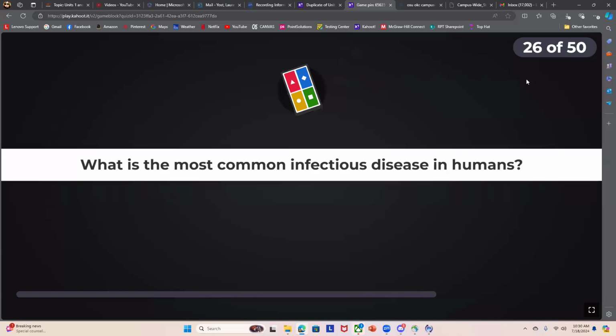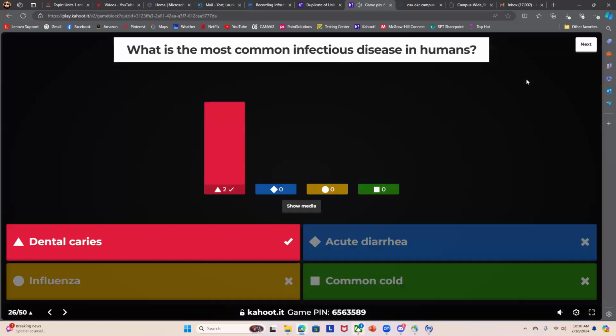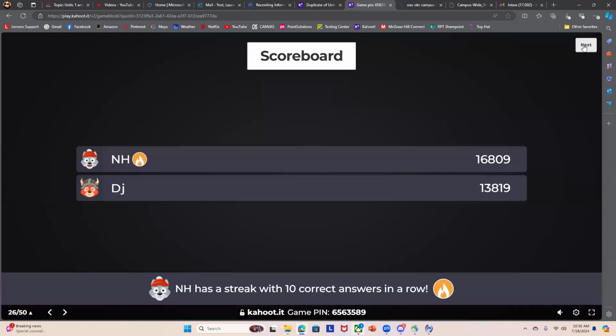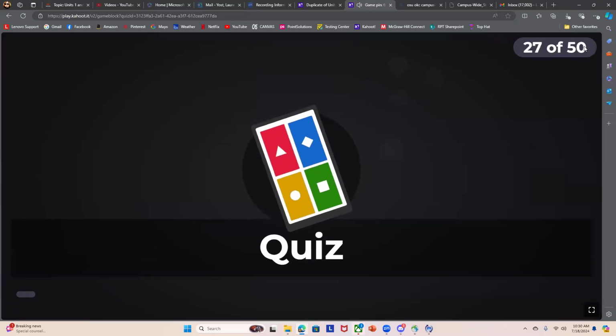All right, what is the most common infectious disease in humans? Yeah, this one was a shocker for a lot of people, but it's just dental caries. So, tooth decay. Not a surprise when I say it to people, really, but nobody would ever think to answer that question if they didn't already hear me say that.